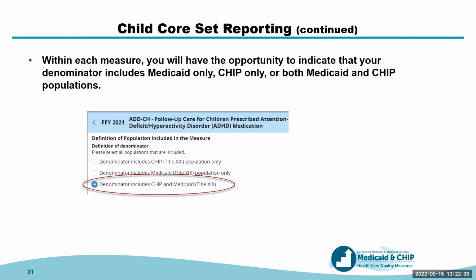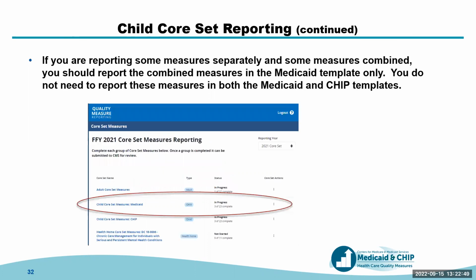Within each individual measure, you will have the opportunity to indicate that your denominator includes Medicaid only, CHIP only, or both Medicaid and CHIP populations. Next slide. If you are reporting some measures separately and some measures combined, you should report the combined measures in the Medicaid template only. You do not need to report these measures in both the Medicaid and CHIP templates. Next slide.